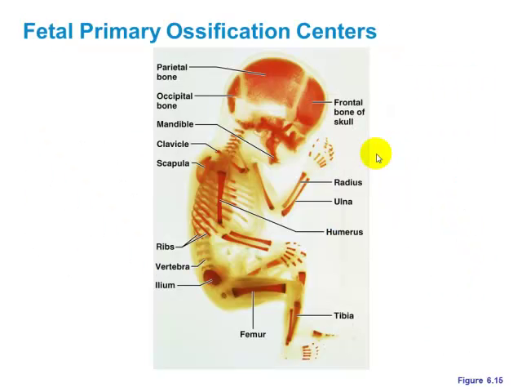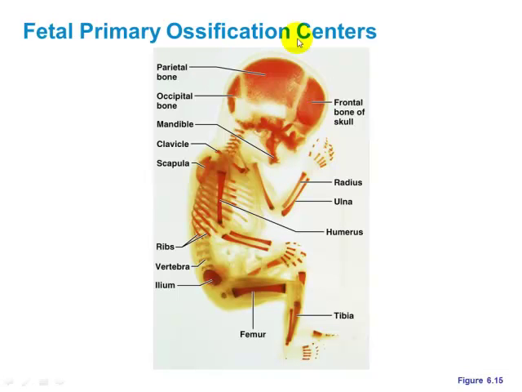When we talked about embryonic ossification, this is showing you an embryonic or a fetal skeleton. Here we can see some of the different areas. Within the skull, this is where we'll see intramembranous ossification occurring. This intramembranous ossification would occur in the different bones that form the skull. This is called the frontal bone, the parietal bone, the occipital bone. The long bones, such as the humerus, the radius and ulna, the femur, the tibia, the fibula, are going to form through endochondral ossification.